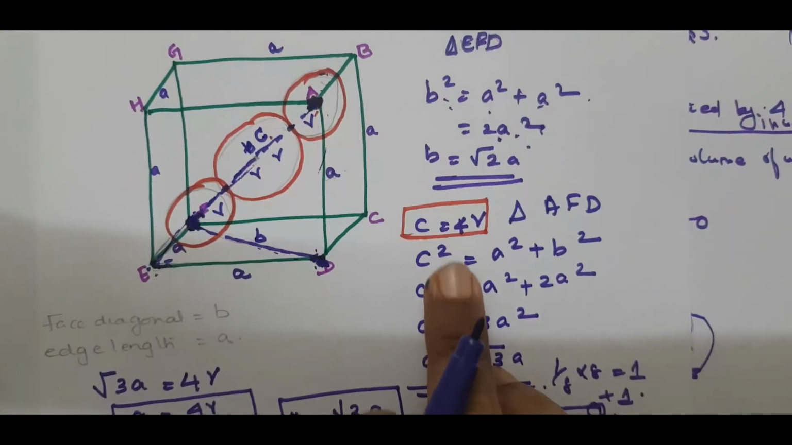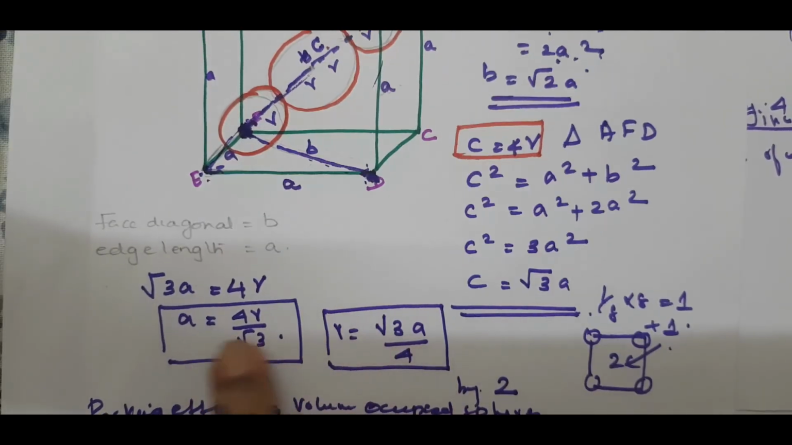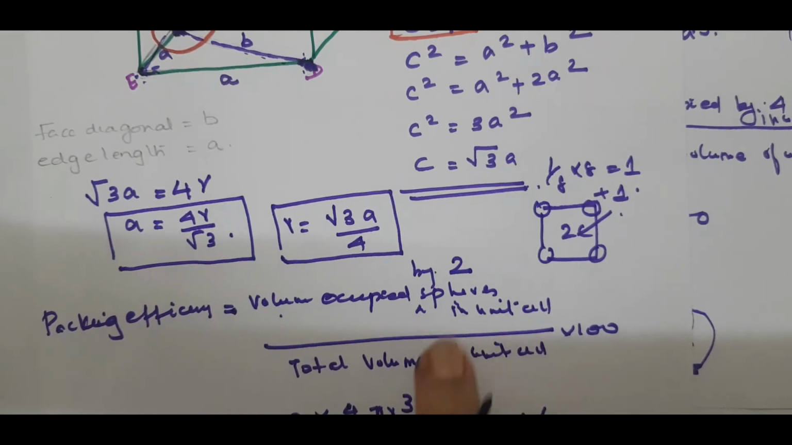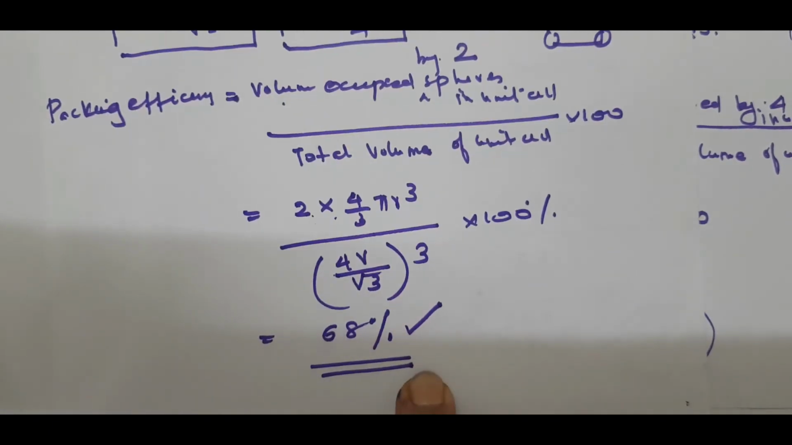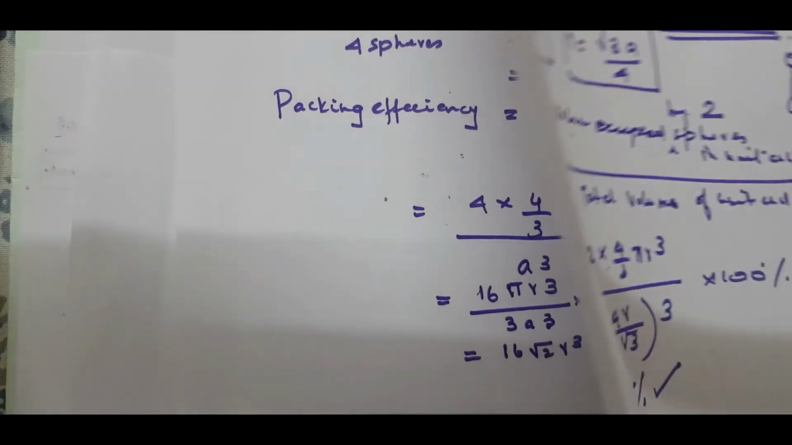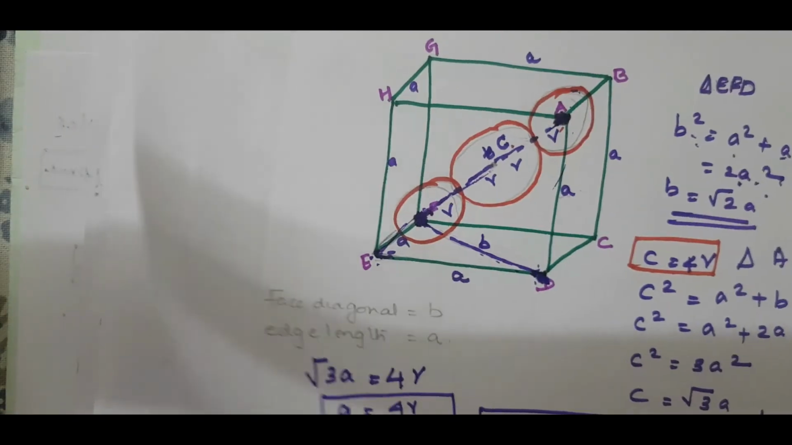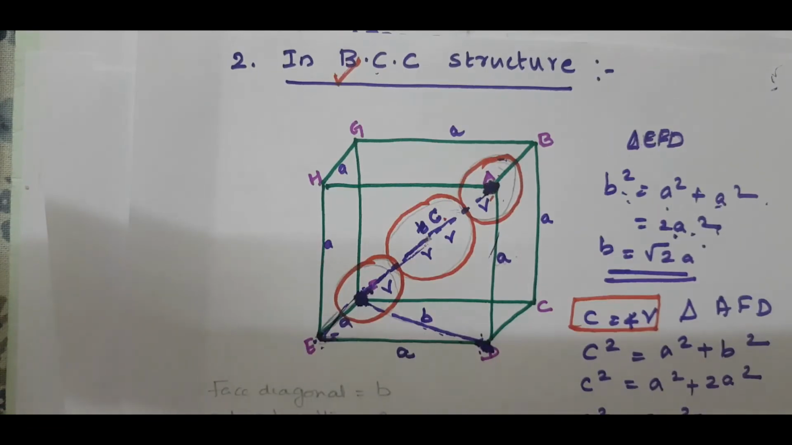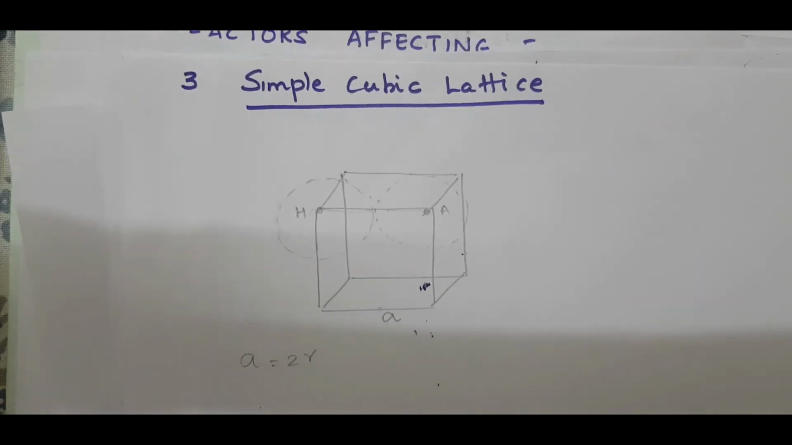Okay, so you have to first calculate the A, and then on substituting you will get 68% as the efficiency. Okay, is it clear? The packing efficiency in the BCC. Okay, now moving on to the last one, that is the simple cubic lattice.